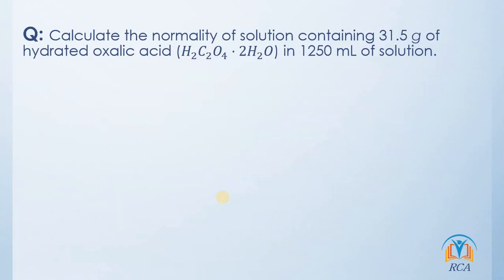What do we have now? We have a question again, as we have been doing. We were doing concentration units and we are putting up a question on that just to make sure that we are good with the calculation part. The question says we have to calculate the normality of a solution containing 31.5 grams of hydrated oxalic acid. What is this dot 2H2O here? This is the water of crystallization, which is why it is hydrated oxalic acid, right? Oxalic acid is H2C2O4. And this has been given in 1250 ml of solution. We require the volume of solution in ml, so that is directly given.